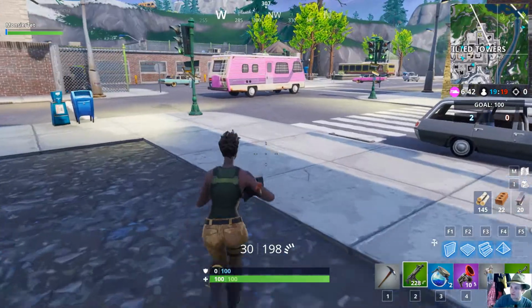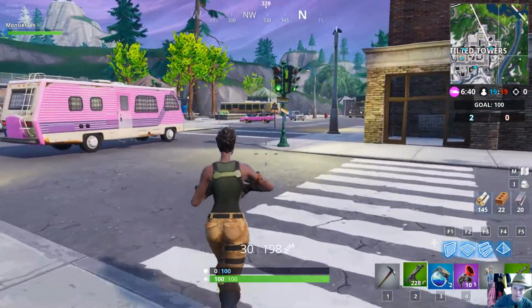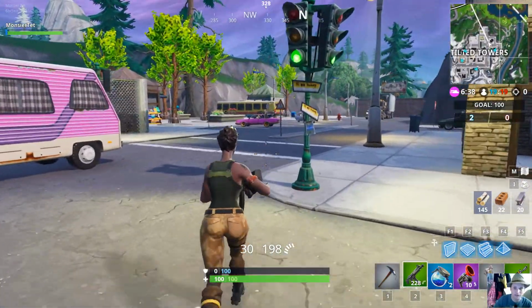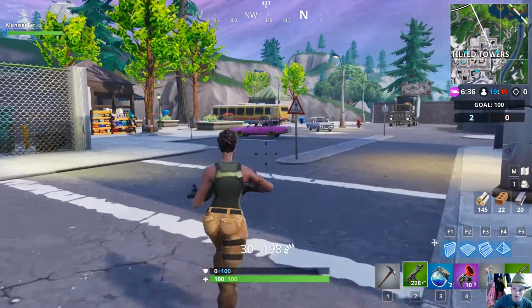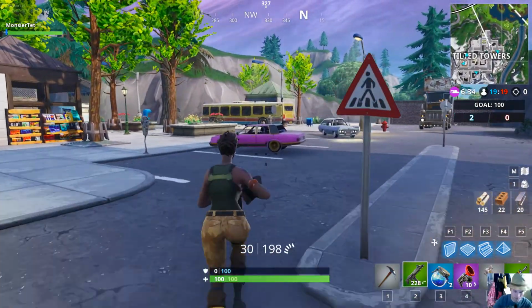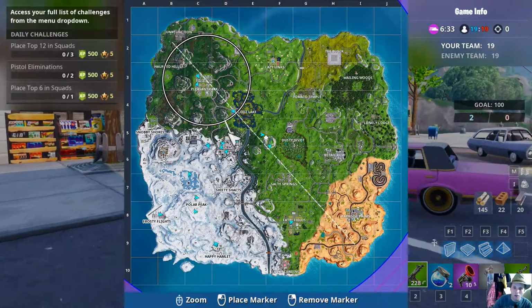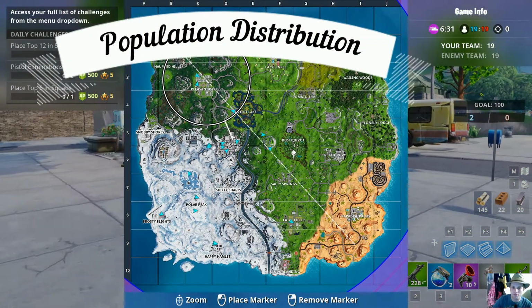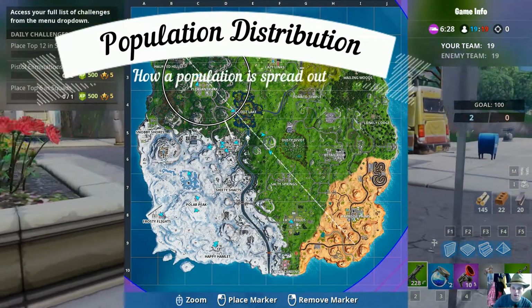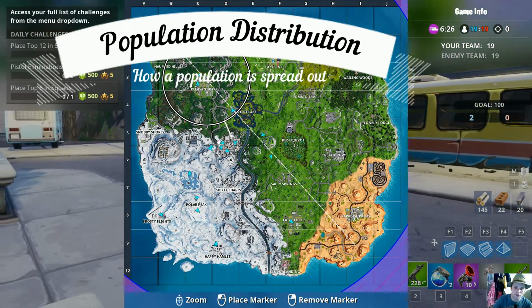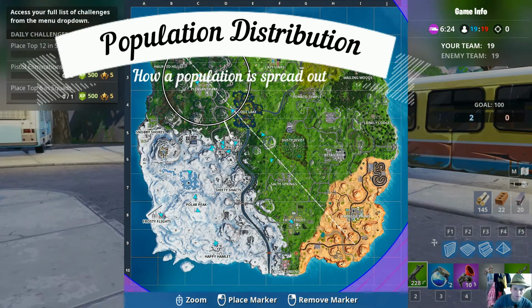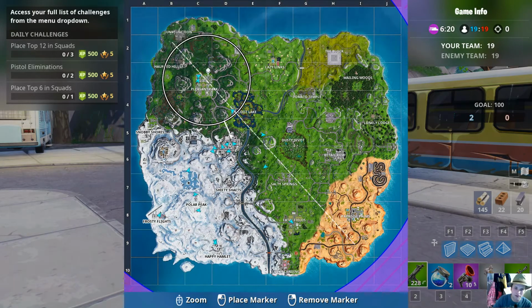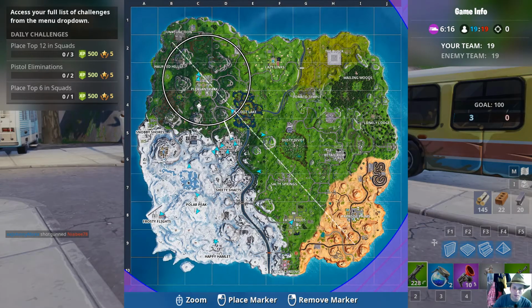Now, we're going to talk about population density and population distribution. These are two related terms, but they're not quite the same. We're going to use our mini map for this. Population distribution is how people are spread out. Now, if you notice, we can only see our people. The distribution is lots of people towards Tilted Towers, a few towards Polar Peak, Happy Hamlet, and a few within this circle here. Distribution is how people are spread out.